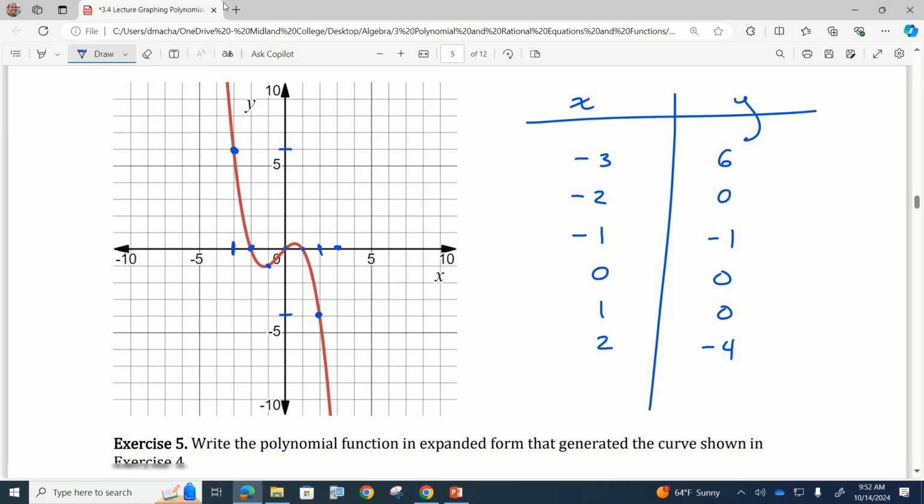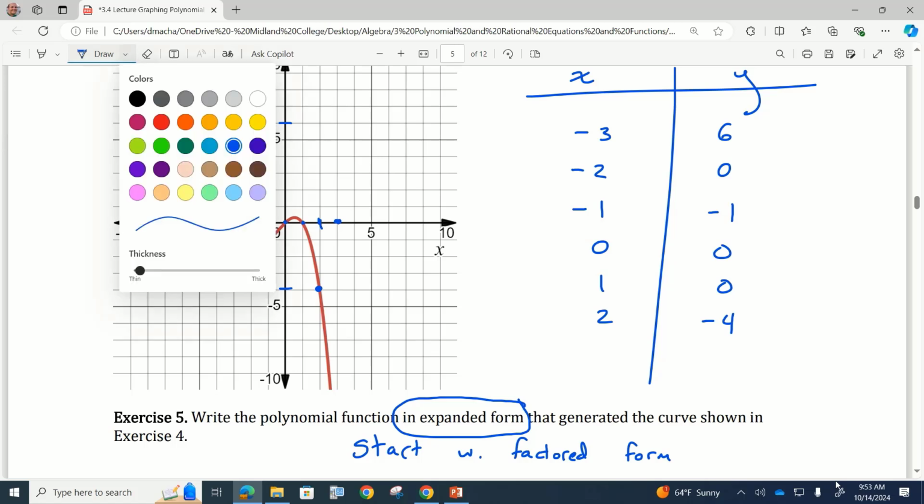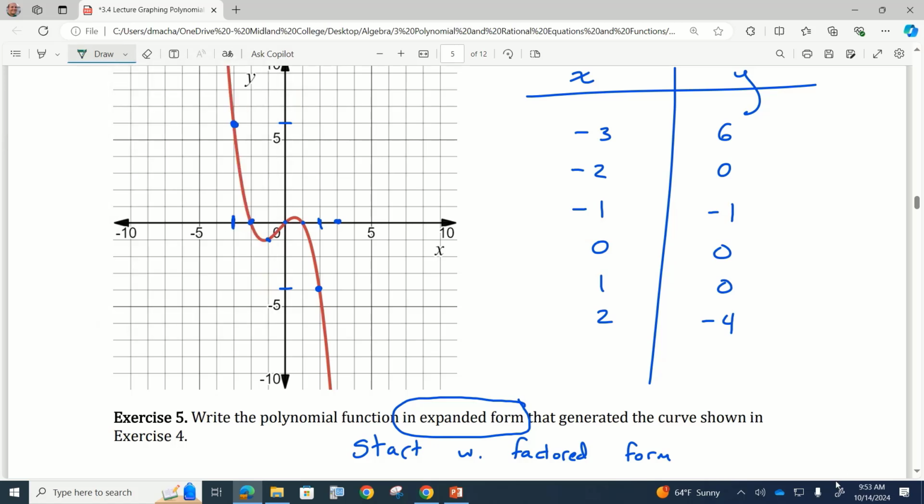The way you might extend this problem on a homework or a test is you might say, now let's go ahead and write the polynomial function that generated that curve you see. And even though this question is asking me to put the function in expanded form, we're still going to start with the factored form. And I'm not going to make this a trick question, so don't overthink it too much.